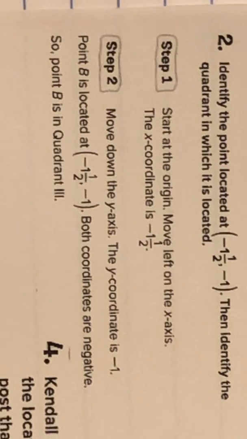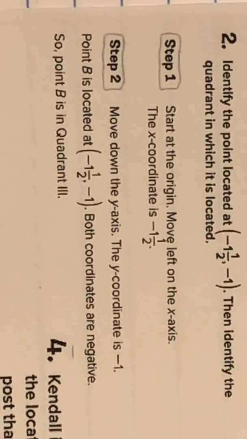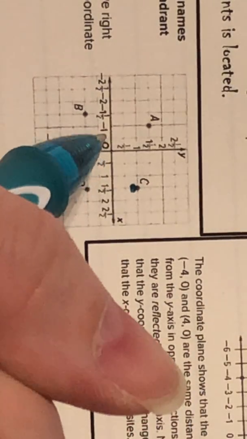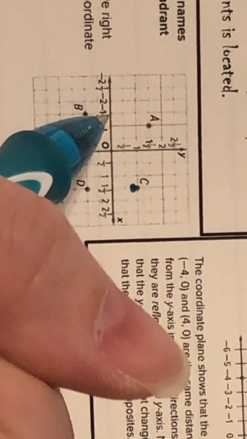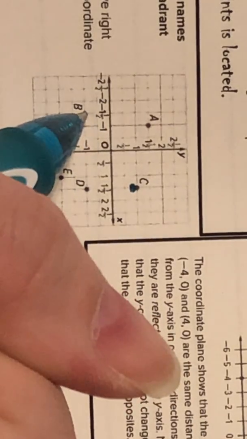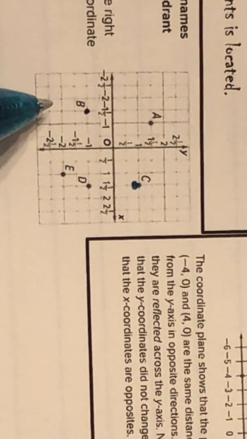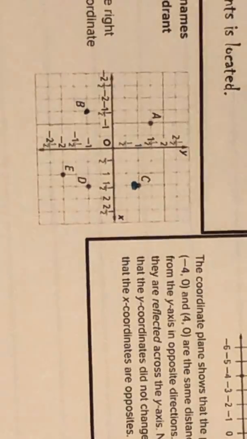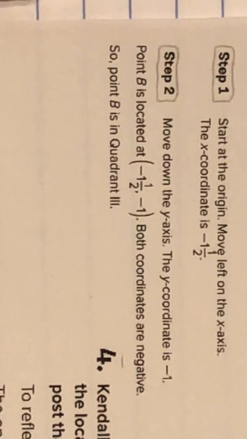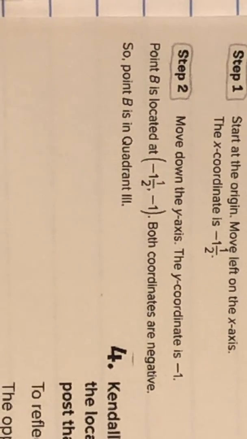Number 2 says identify the point located at -1.5, -1, then identify the quadrant in which it is located. So I can look back at my graph. It's at -1.5. So I go -1.5, which is right there, and then down -1. So the point is B, and this is located in quadrant 3 because both points are negative. I know it's in quadrant 3. So it's point B, and both coordinates are negative, so point B is in quadrant 3.